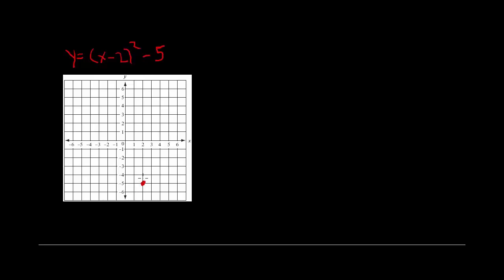So there's our new vertex. So now, again, the a value is 1, so it opens up. And now we can go over 1, up 1. And we can flip that point over using the idea of symmetry. And we go over 2, we go up 1, 2, 3, 4. And put a point right there. And we can flip that right here. Now we go over 3, we need to go up 9. 1, 2, 3, 4, 5, 6, 7, 8, 9. And we can reflect that point over as well. And now we can connect our dots.